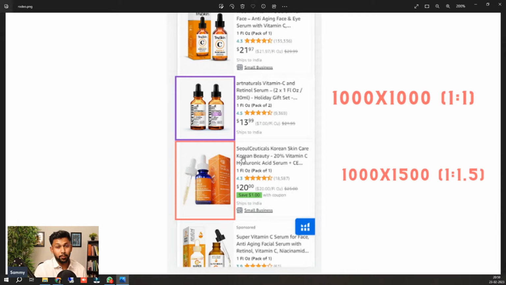So obviously, if your product is tall, then instead of a 1:1 dimension or 1:1 ratio for any images, try using 1:1.5 or 1:2. That looks better.